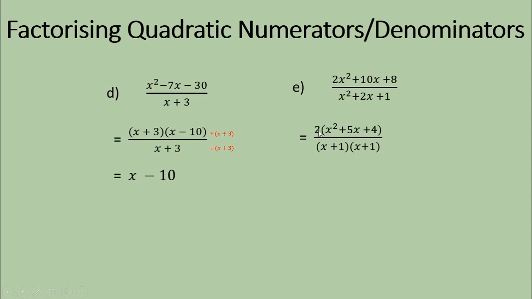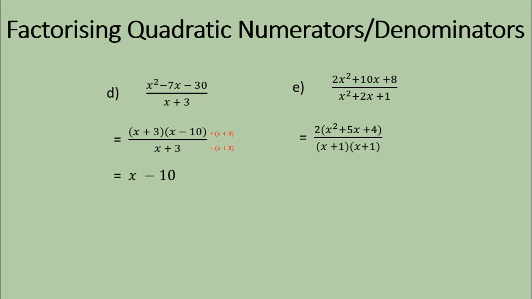It's going to be 2 times, and then I'll have a bracket times a bracket. Now that I've got rid of the number that's in front of the x squared, I can set up my brackets as being x in one bracket and x in the other. And I'm finding two numbers that add to make 5 and multiply to make 4. What numbers multiply to make 4? 1 and 4, and 2 and 2.